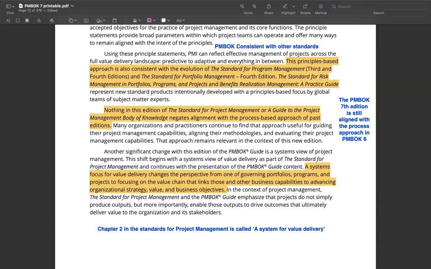But what they've done is that they've switched out the sequence in which it's there in the book. The 7th edition starts with the standard for project management, whereas in the 6th edition it was after the PMBOK guide. After the content of the PMBOK guide, you would find the standards for project management.